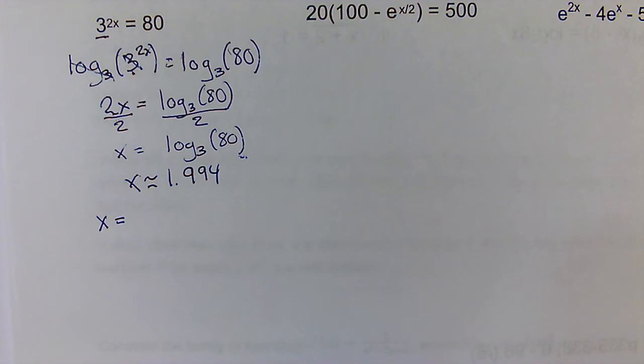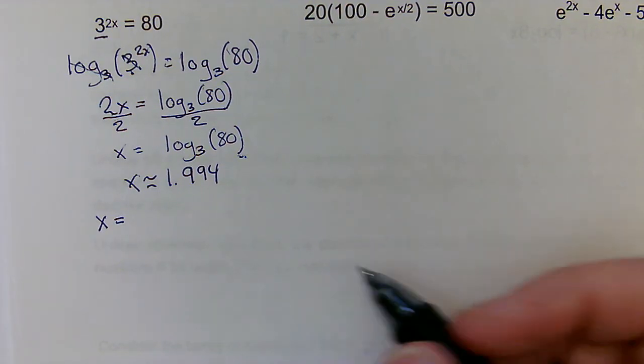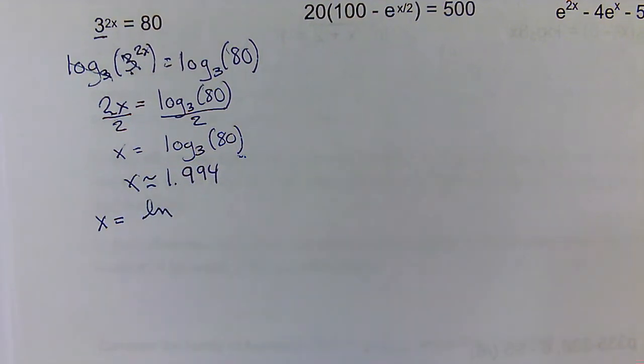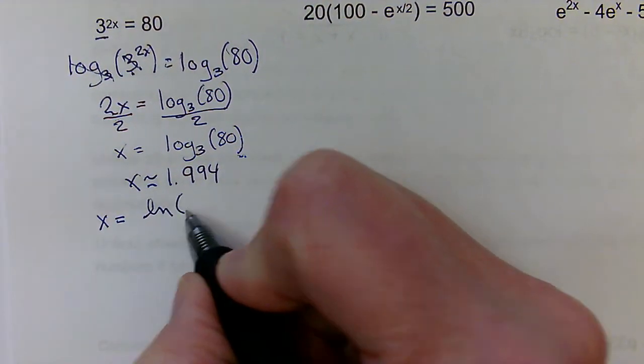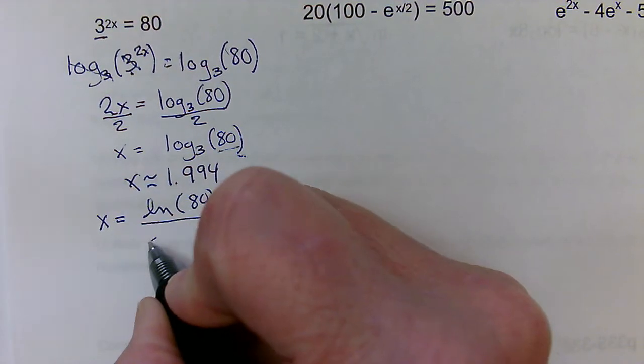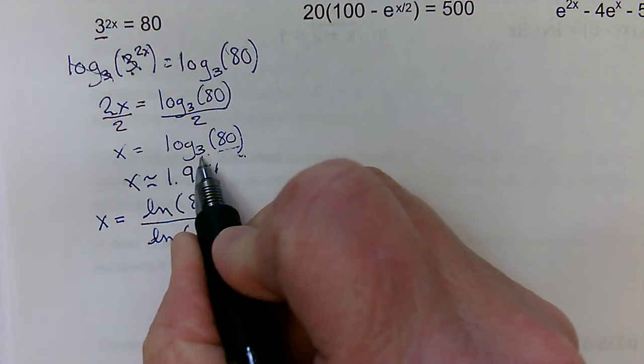Usually we're going to either use ln, which is the log base e, or we're going to use log with no number, which is log base 10. It's called the common log. It doesn't matter which one you use, but the change of base theorem says you take whatever log that you want to take of the object over that same log of the base.